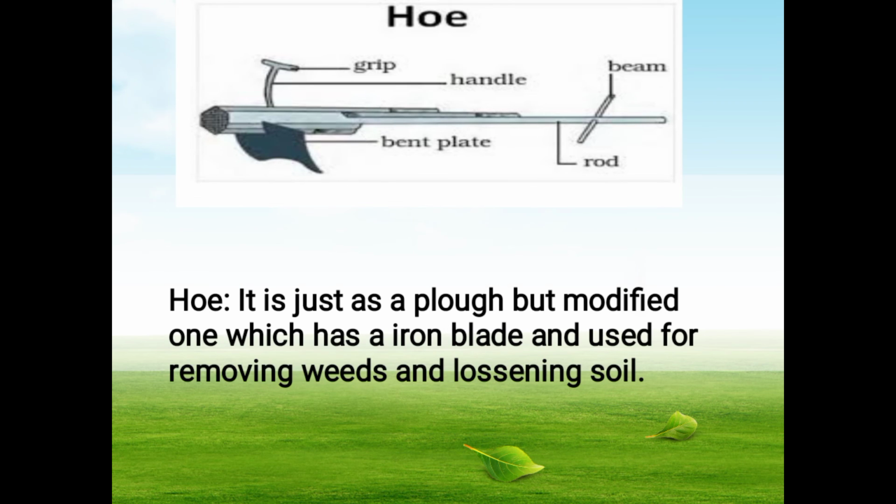Next we will study the hoe. The hoe is just a plough but a modified one, which has an iron blade and is used for removing weeds and loosening soil. So this is also used for the same thing, loosening the soil and removing the weeds, but this is a bit more developed. You can see a beam is there, a rod is there, and a bent plate of iron, which ploughs the soil, that is, removes the weeds and loosens the soil. So this is made of iron, that is the hoe.